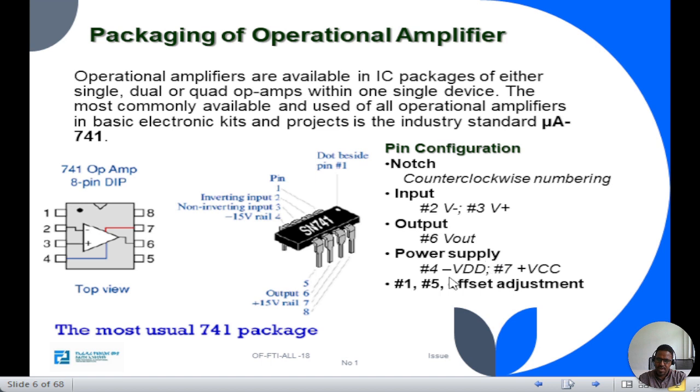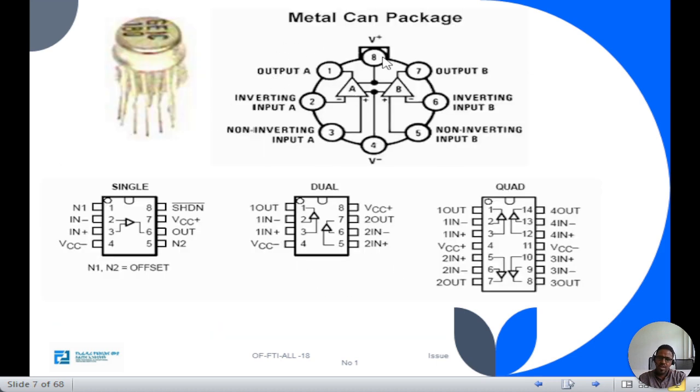Power supply: we apply negative VDD at pin number 4, positive VCC at pin number 7. Pin number 1 and number 5 are for offset control, for the offset controlling system. So in a single op-amp, these are the pin configurations of op-amp. Op-amps come in metal packages, op-amp single IC, op-amp in dual type, that means in a single IC 2 op-amps, quad 4 op-amps in a single IC.